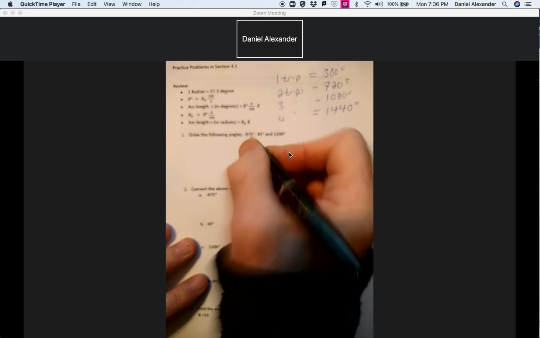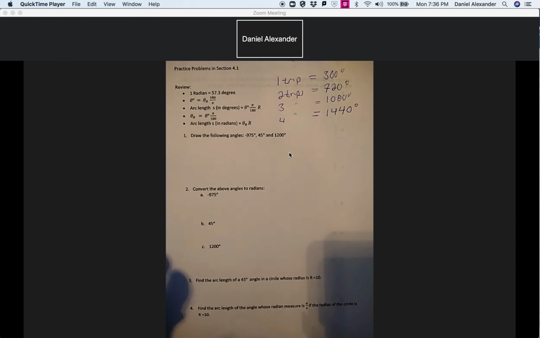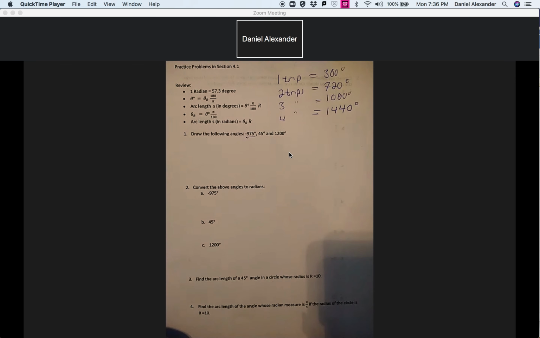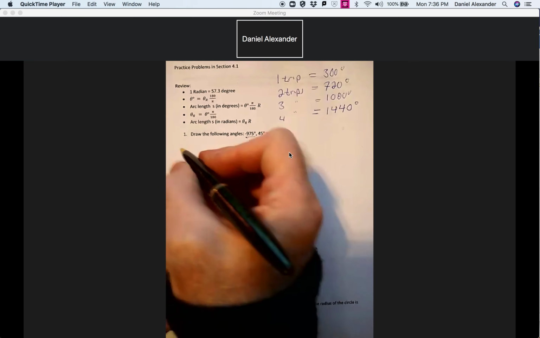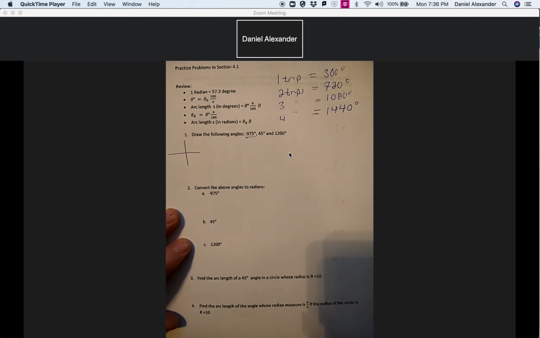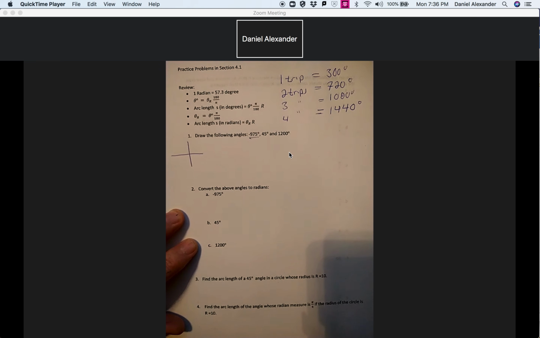So I want to, oops. Oh, there we go. Good. Okay. So I want to draw this angle right here. And I see that it's going to be 2 trips around, 720, but not quite 3. So I know it's going to be a negative angle. And so I'm going to go around twice.